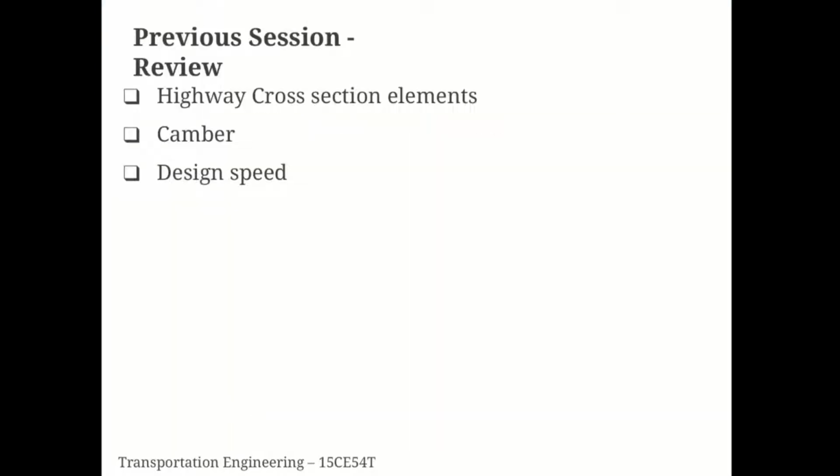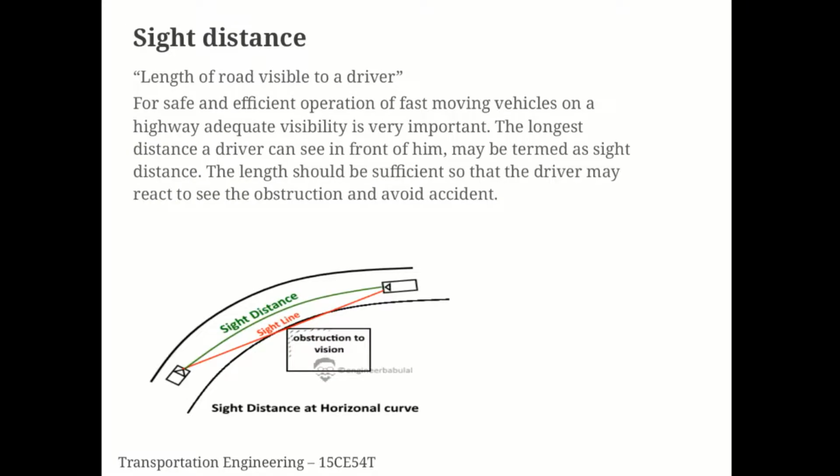In the previous session we discussed highway cross section elements such as camber and design speed. In this session we are going to discuss sight distance. What is sight distance? The length of the road visible to a driver ahead. For safe and efficient operation of fast moving vehicles on a highway, adequate visibility is important. The longest distance a driver can see in front of him may be termed as sight distance. The length should be sufficient so that the driver may react to the obstruction and avoid an accident.